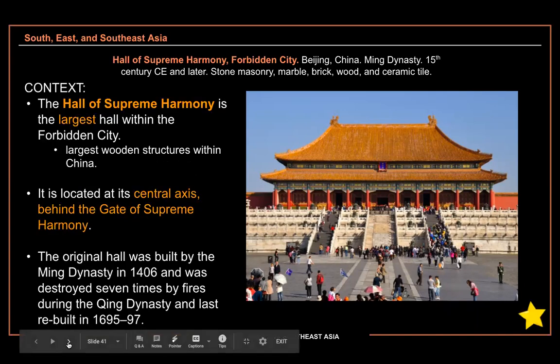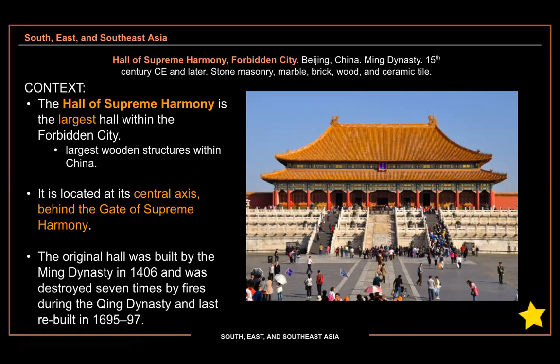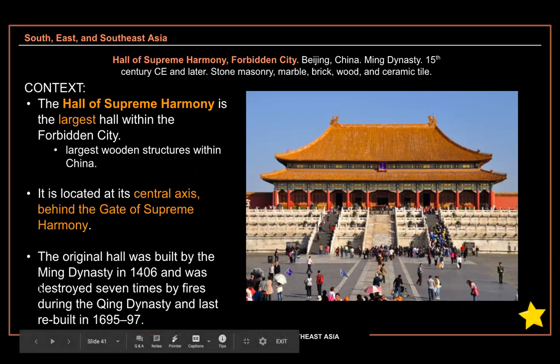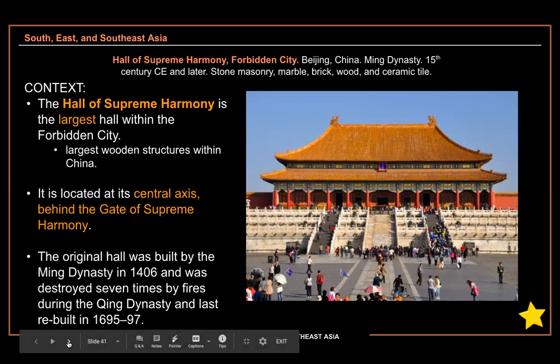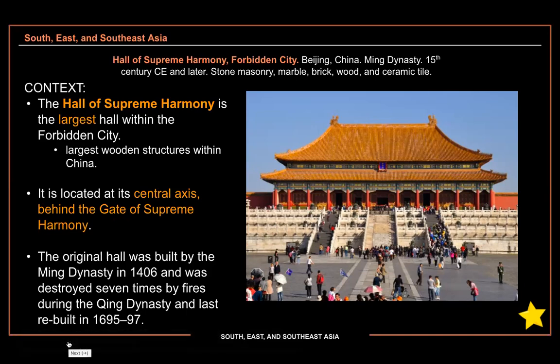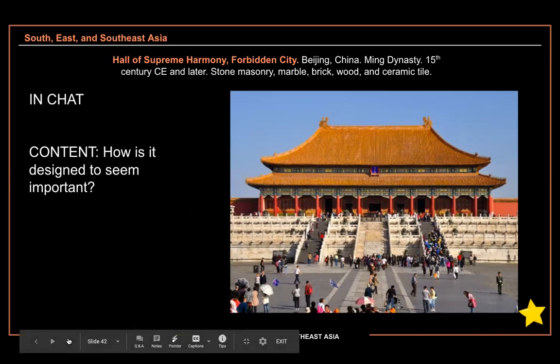So it's the largest building, right? And that makes sense. This is the seat of power. This is the largest building in the complex. It's located in the exact center of the complex itself. And it has been rebuilt over and over again because of fires. So I think it says here, it's been destroyed 7 times. A lot of these structures were made out of wood, right?